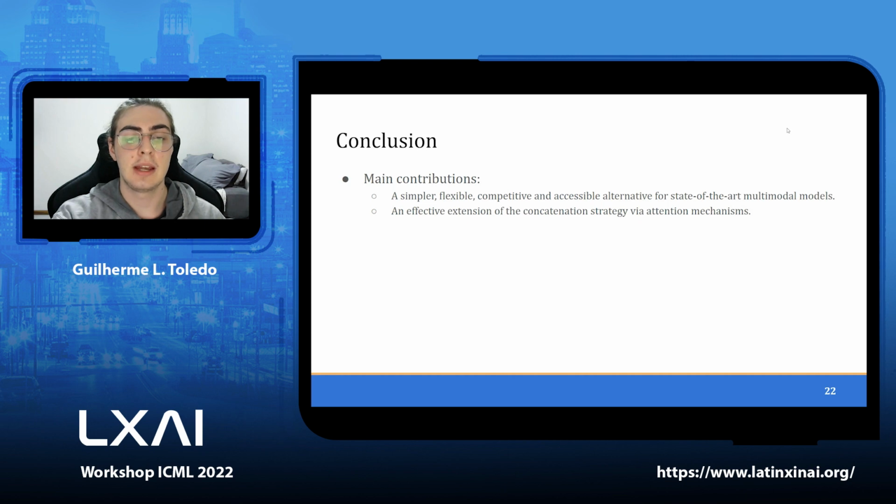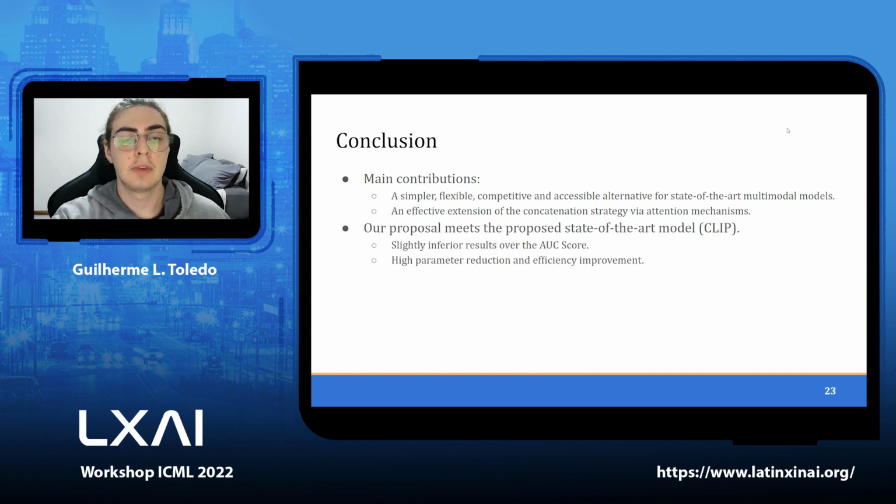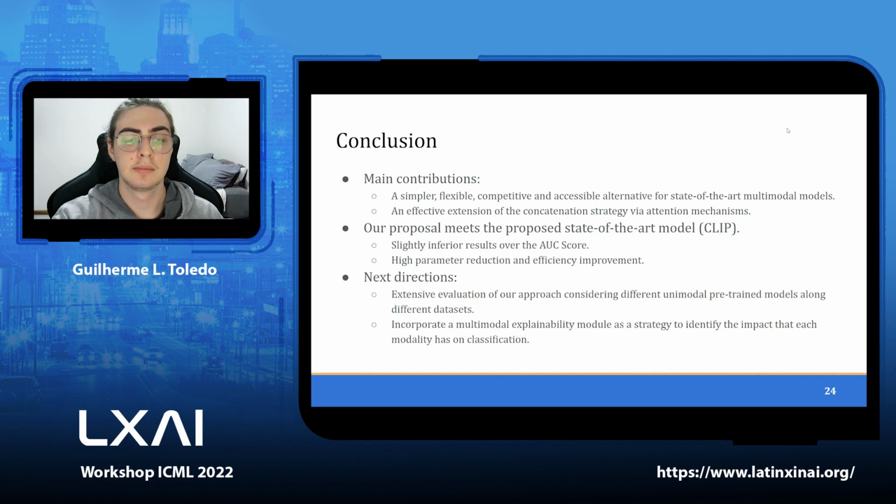We also proposed an effective extension of the concatenation strategy via attention mechanisms, which can be used as an efficient baseline for multimodal classification. We have also shown that this approach is competitive to CLIP, a state-of-the-art model for image and text classification. When we put both results in balance, the high parameter reduction becomes more relevant than the slightly inferior results over score metrics.